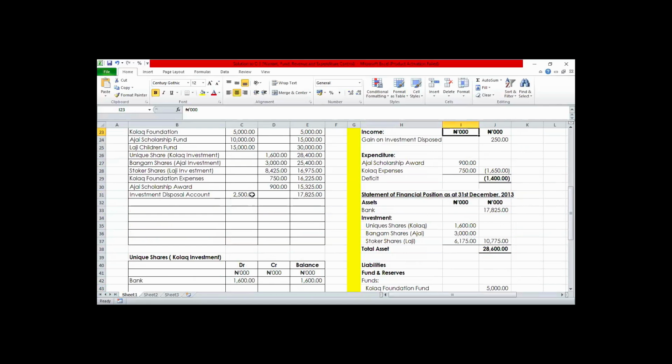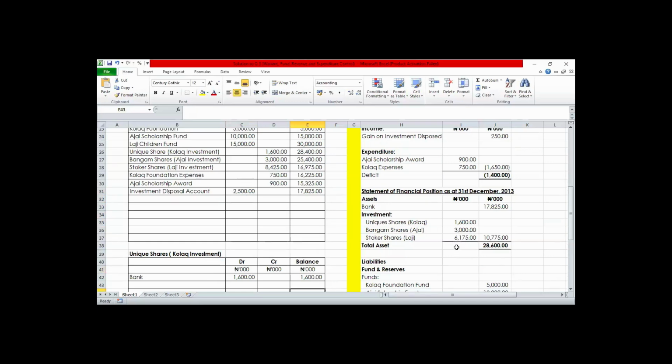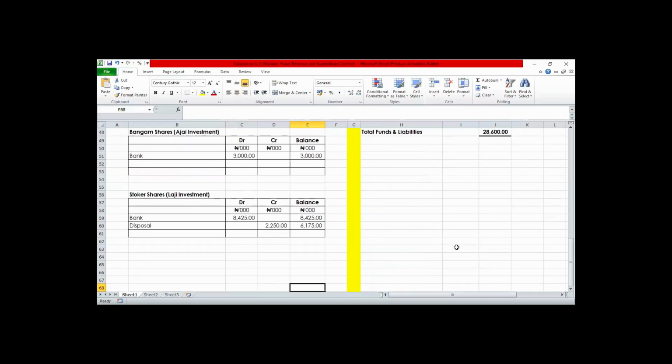The investment we sold, we have it here. Then when we compare the debit side with the credit side, this is the closing balance of the bank account. That is what we call under the asset. We have the bank. We also have investment.